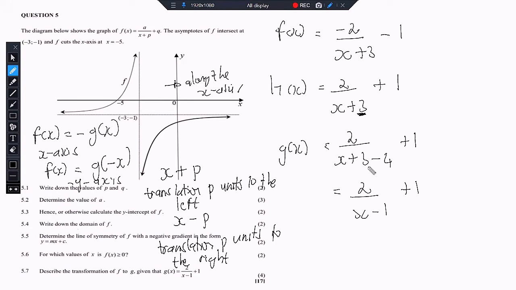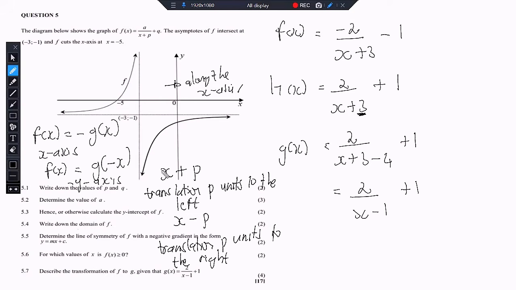So here from positive 3 to negative 1, we had to subtract negative 4. But obviously this now indicates x minus p. This is now a translation p units to the right. But then what is the p here? It is indicated by the minus 4. So this is a translation negative 4 units, or 4 units to the right. This is a translation 4 units to the right.